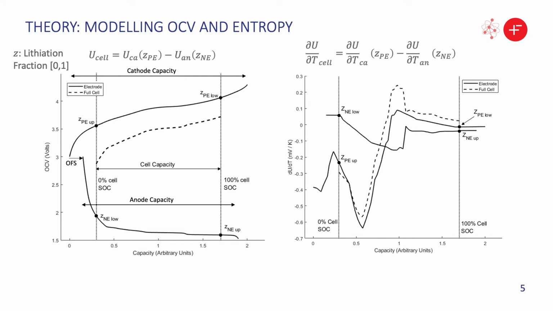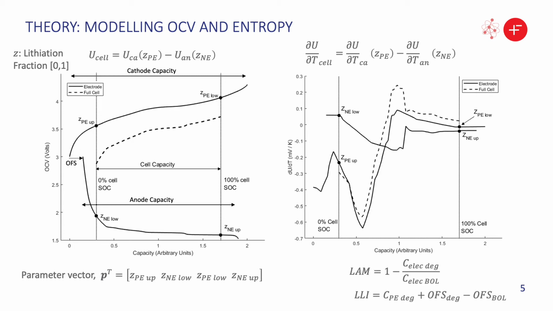Exactly the same logic can be applied to the entropy of the full cell. It too is equal to the difference between its half cell entropies. By changing the values of the lower and upper limits on Z, we can change the shape of the full cell entropy curve. And so we now know how to fully define the shape of the full cell OCV and entropy using the upper and lower lithiation limits for each electrode. Therefore, our parameter vector P is the 4 lithiation limits for the individual electrodes.